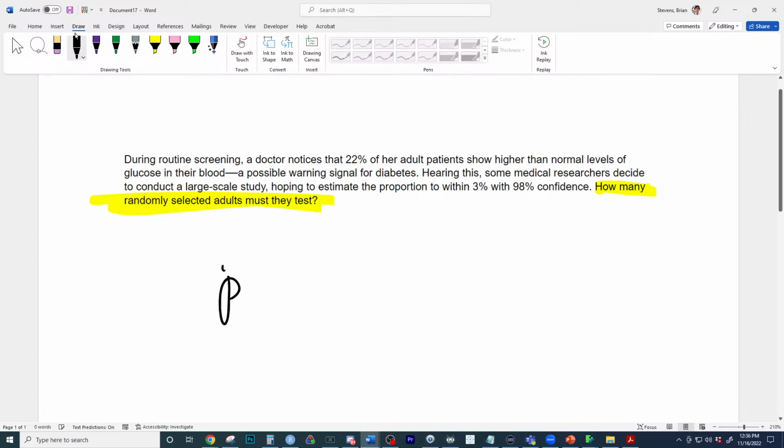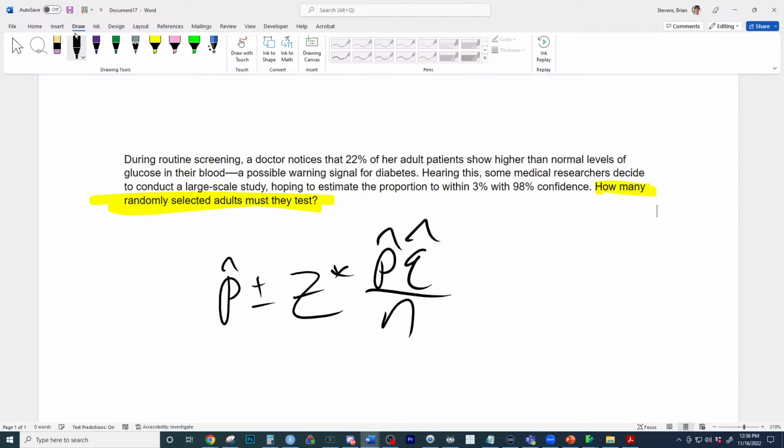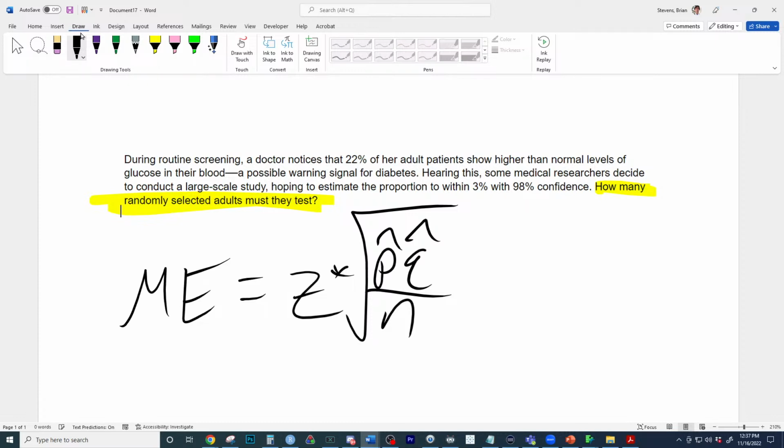When it does this, it's going to give you some of the notation right here. We know from the formula p hat plus or minus z star square root of p hat q hat over n. This is the formula for a one proportion z interval, to estimate the true proportion. The margin of error is everything after the plus or minus, so this is the margin of error. We only are trying to solve for the margin of error here, so let's just write that. We already know that, so we're good to go. So it says they want a margin of error of 3%.